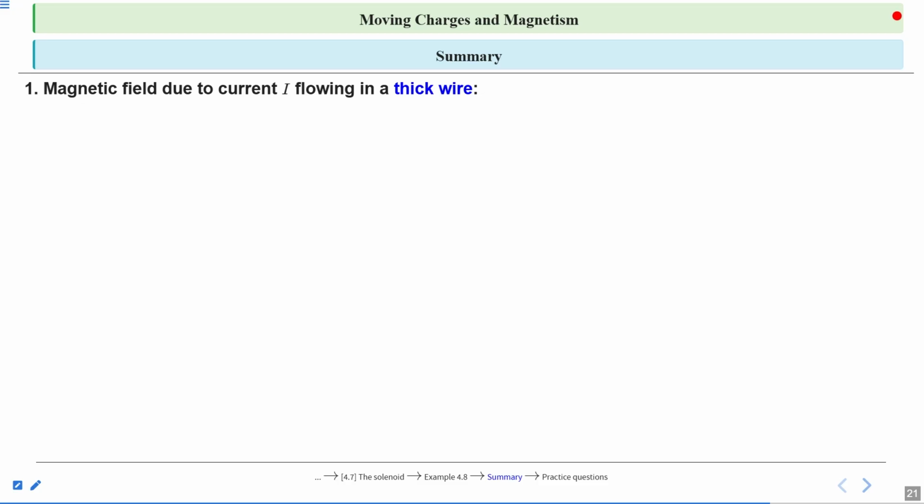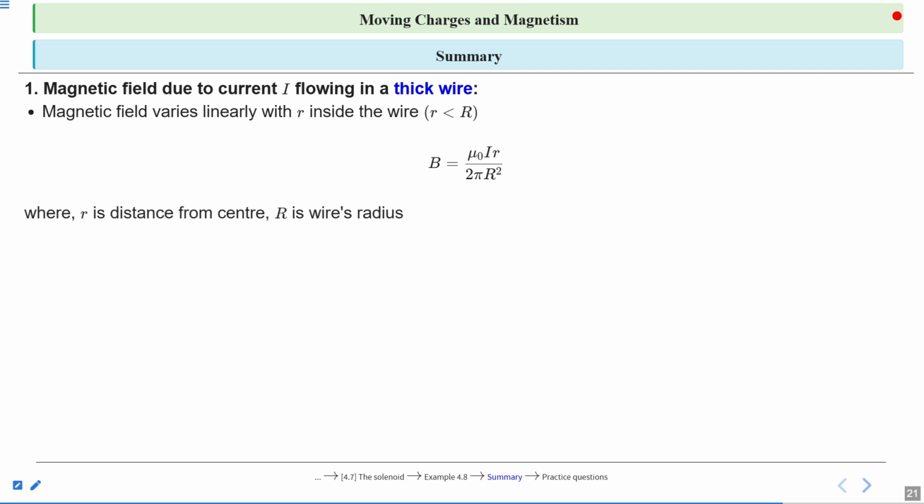So the magnetic field varies linearly with r inside the wire. That is, r is the distance from the center of the wire, less than capital R. Capital R here is the radius of the wire. So if there is an inside point, then the magnetic field varies linearly. That means B is equal to mu naught I r upon 2 pi R square, where r is the distance from the center and R is the wire's radius.